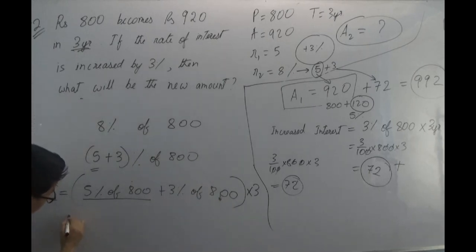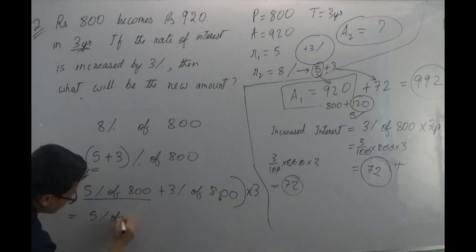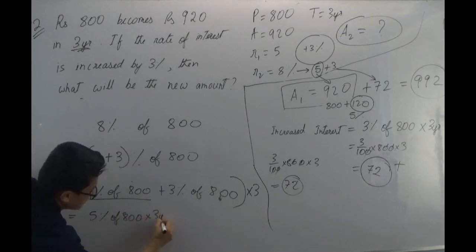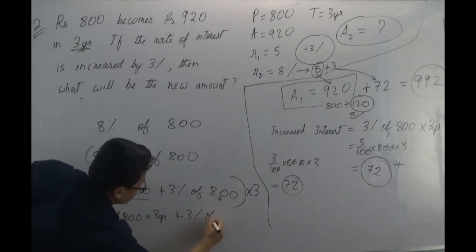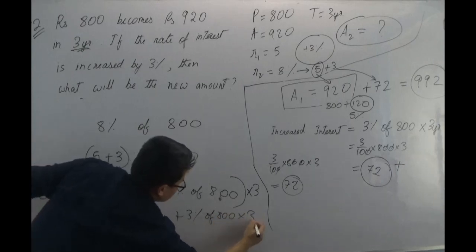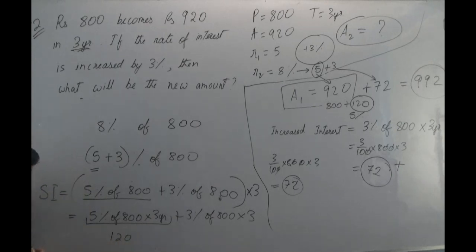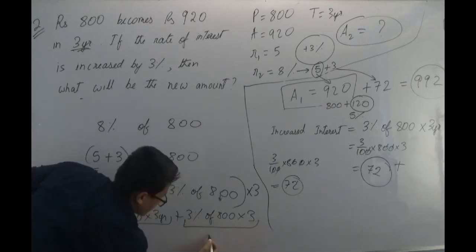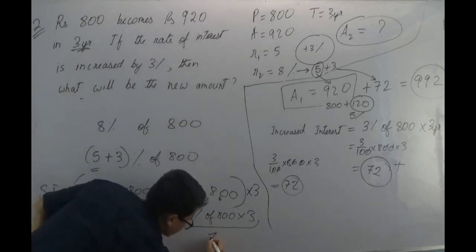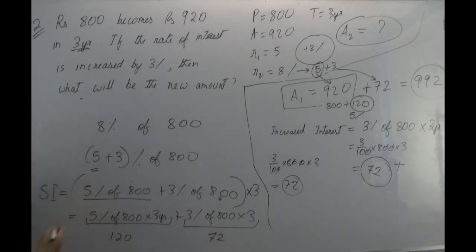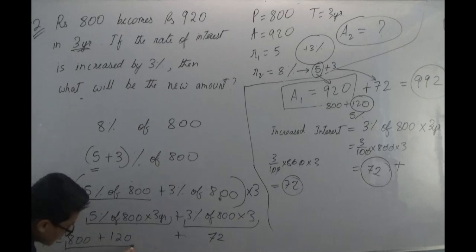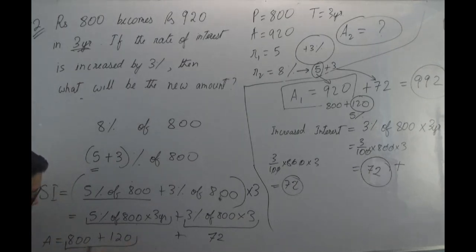So the summary is: 5% of 800 into 3 years plus 3% of 800 into 3 years. This part gives 120, and the other part gives 72 as simple interest. But the question was 800 plus 120, which is 920.